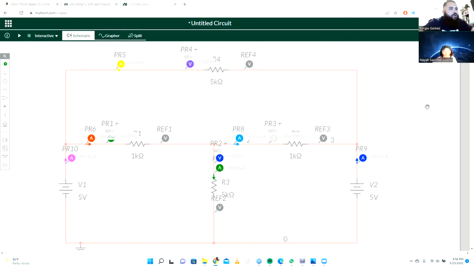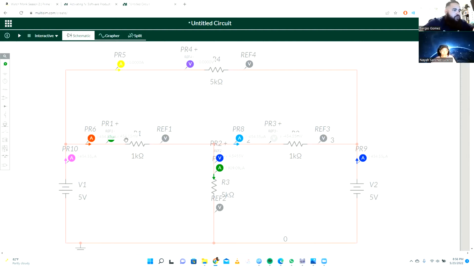Going back to activity 1, I forgot to actually show the circuit as set up with all the probes on Multisim. As you can see, we have R1, R2, R3, and R4, 1 kilo ohm, 1 kilo ohm, 5 kilo ohms, and 5 kilo ohms, respectively, with a voltage 1 of 5 volts and a voltage 2 of 5 volts.